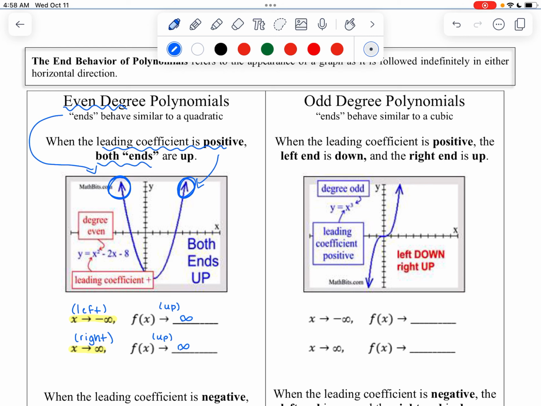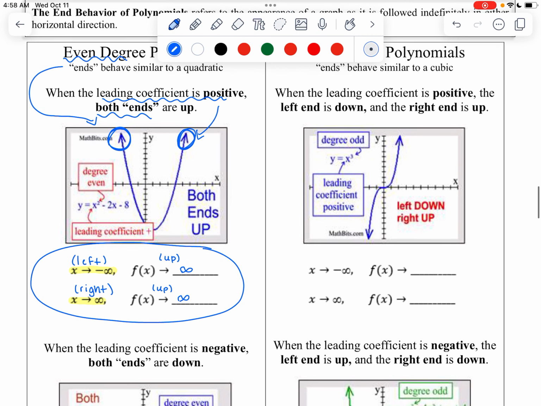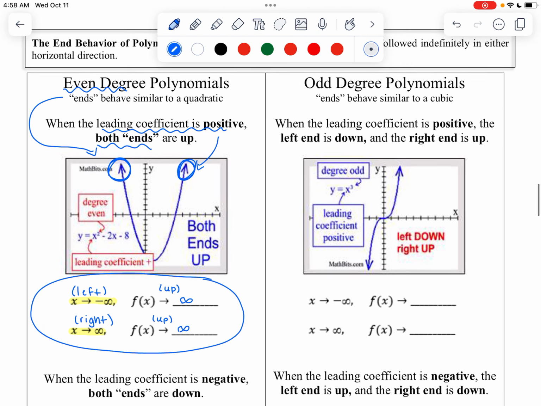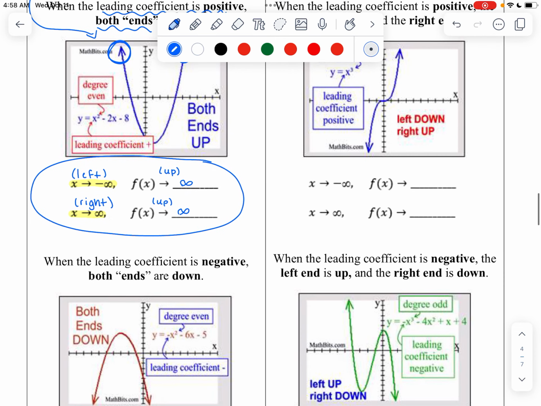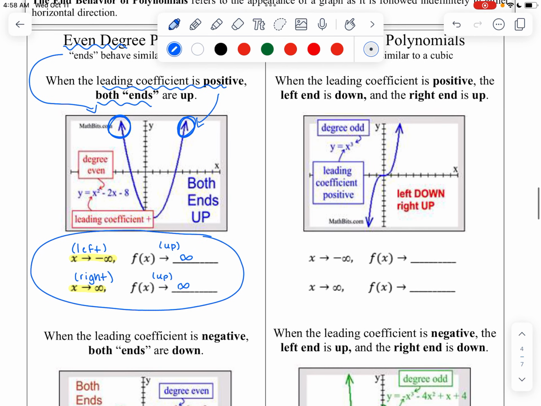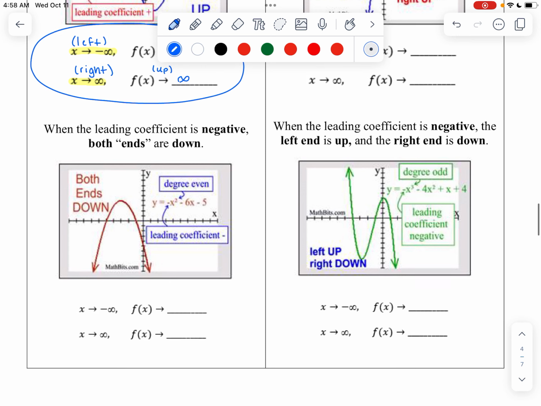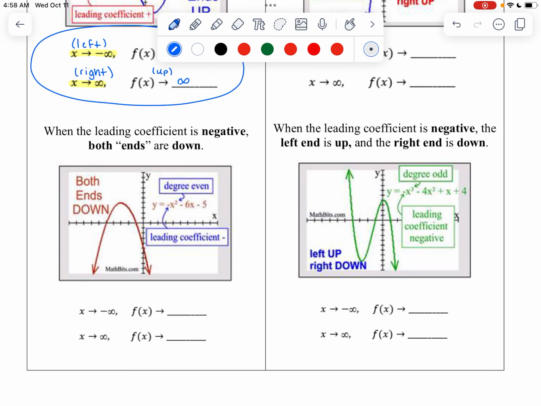And then this notation down here is a formal way of writing that the left and right side are going up. Let's stick with even degree and then transition to what happens if the leading coefficient is negative. So now we're going to look down here. We're still even degree, but now the leading coefficient is negative, which means this right side is going to go down. And because it's still even degree, they're both going to go down. So let's see how we can write that.